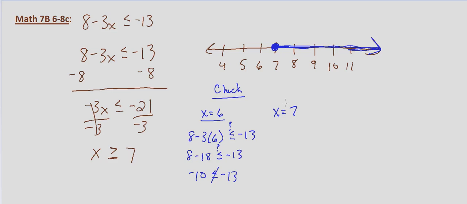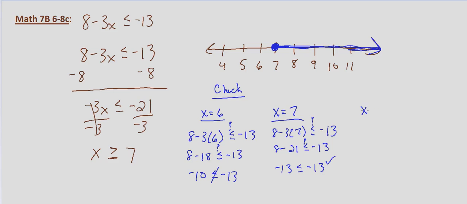At x equals 7, we should get 13 equals 13. So 8 minus 3 times 7, is that less than or equal to negative 13? 8 minus 21, is that less than or equal to negative 13? Negative 13, 8 minus 21, less than or equal to negative 13. And it is equal to negative 13, so that checks.